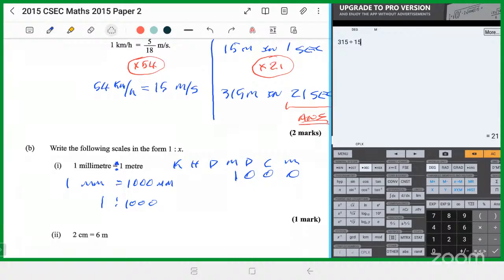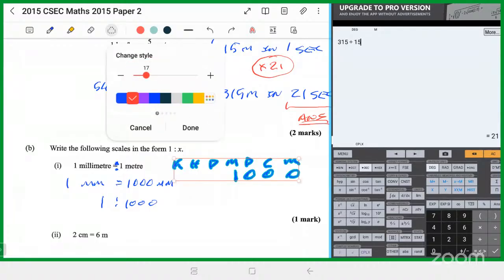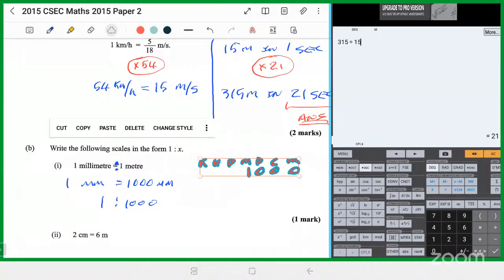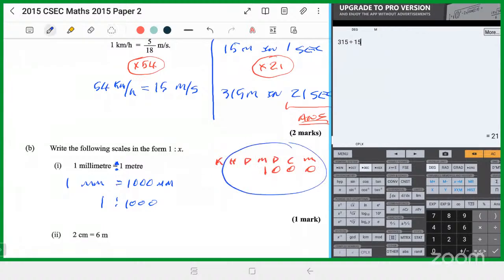Change this to a different color. Make it a little smaller as well. Alright, and this is absolutely necessary, guys. I mean, you can know that 1 meter is 1,000 millimeters.